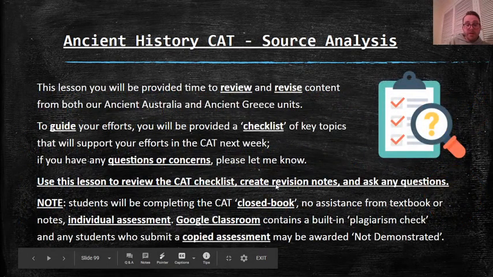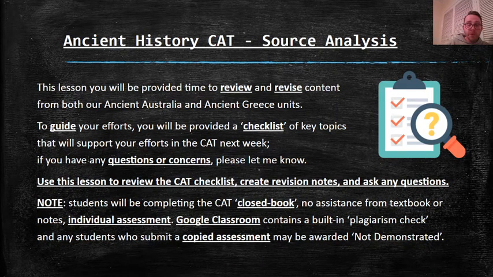Now, this lesson is going to provide you with time to review and revise content from both our ancient Australia and ancient Greece units. To guide your efforts, you will be provided with a checklist of key topics that will support your efforts in the CAT next week. If you have any questions or concerns, please let me know. Use this lesson to review the CAT checklist, create revision notes, and ask any questions.